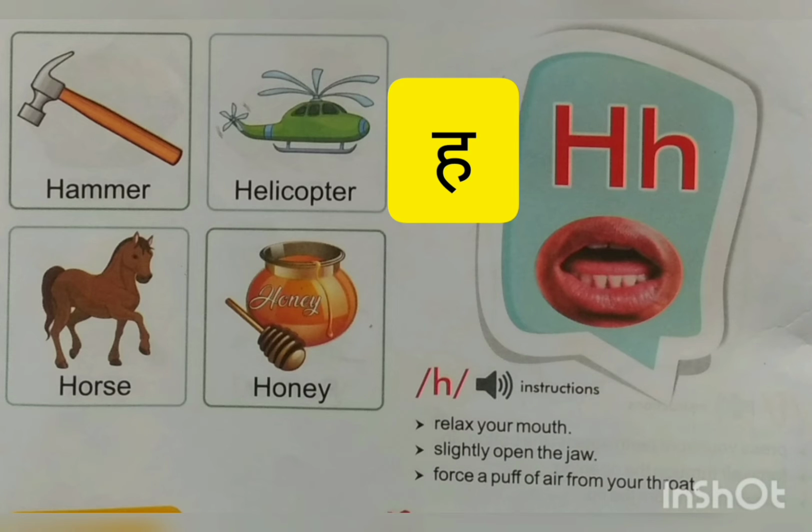Phonic sound of H is H. H for hammer, H for helicopter, H for horse, H for honey.